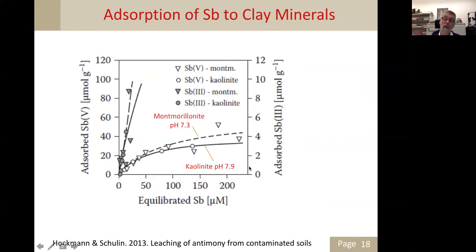You see here two different scales. On the right-hand side for antimony 3, micromole per gram, from 0 to 12, and on the left-hand side for antimony 5, but it's times 10 the concentration. But unfortunately, the dark symbols relate to this scale, while the open symbols relate to this scale, as you can see here. And it's for two clay minerals, montmorillonite at a pH of 7.3, and kaolinite at a pH of 7.9. So at the slightly basic or alkaline range.